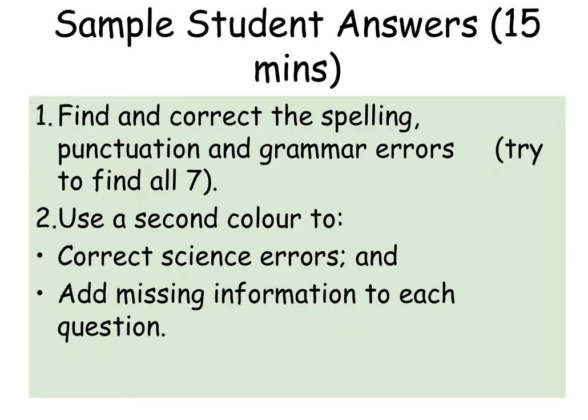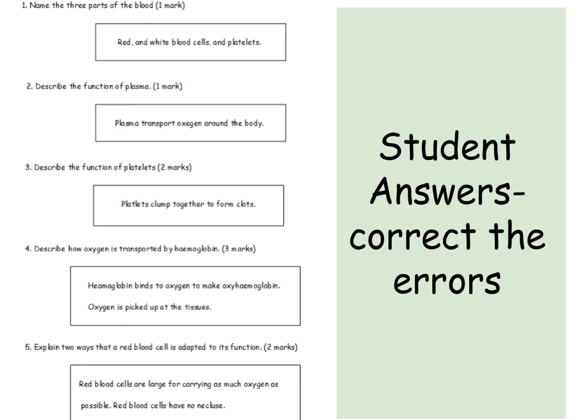And then we have a sample student answer, or several sample student answers. And what you need to do is to find and correct the spelling, punctuation, and grammar errors. There are 7 of them. And to find the science errors and add any missing information. So if we look at the questions, we have 2 marks here, but we've only made 1 point. So there's something missing there. So do that. Stop the video, do that, and then once you've done it, check your answers.